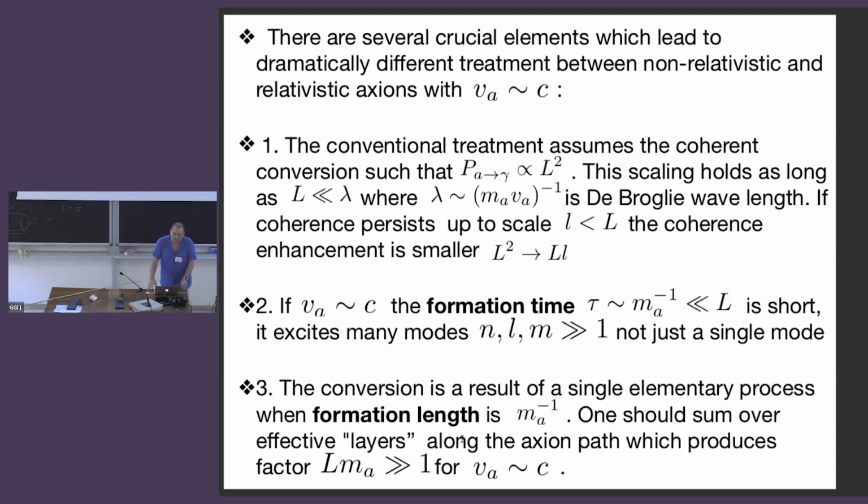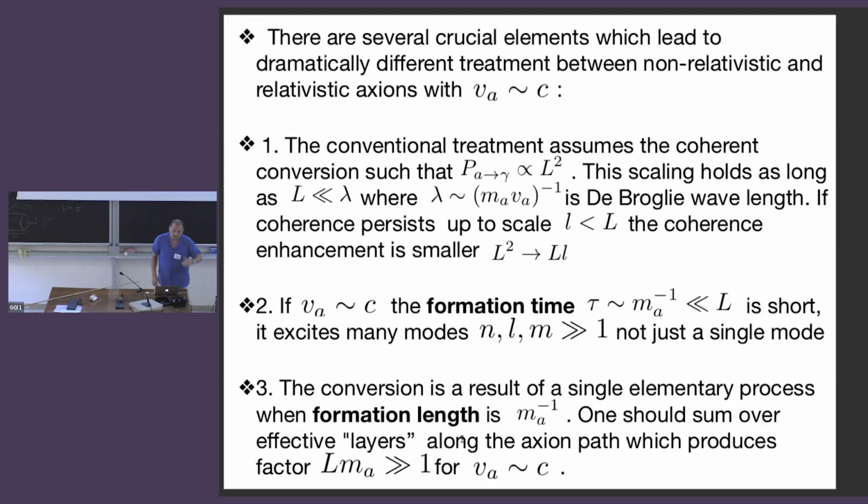Another part of the story, something we just discussed with Yanis: if you have velocity close to C, then the formation time is not the formation time of your instrument, the de Broglie length. It is actually a Compton length scale, which is much shorter. So that's very important when you do the computations.